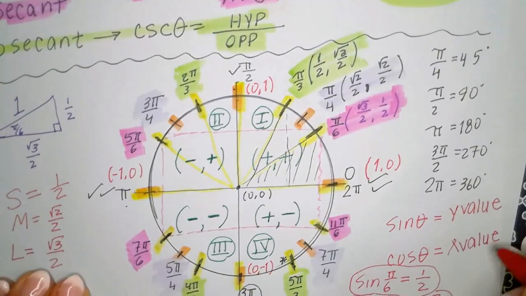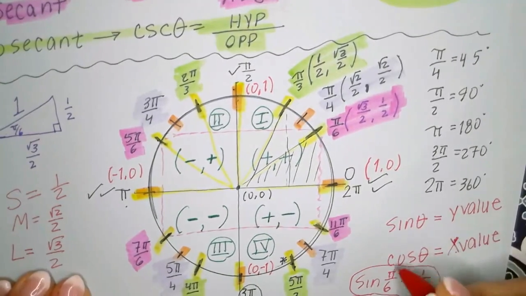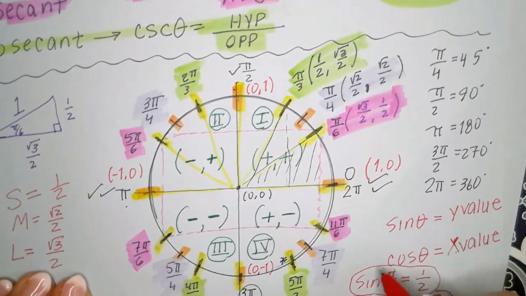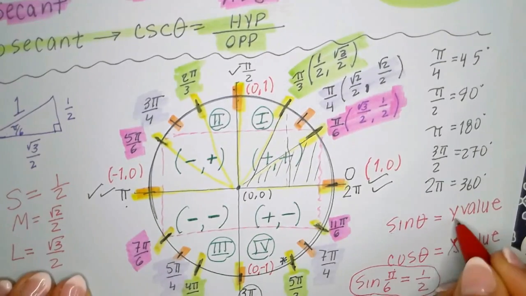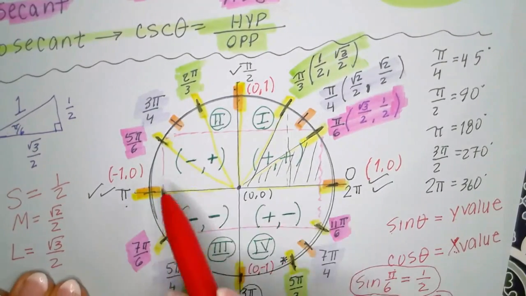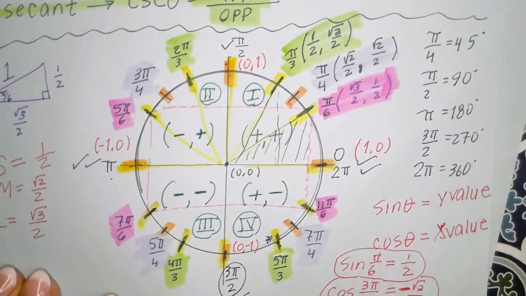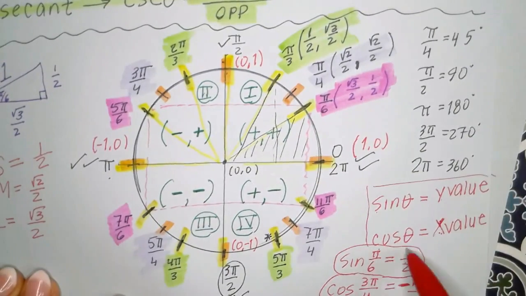Do you remember the other day? I was like, remember, x and y in alphabetical order, cosine, sine, alphabetical order. So cosine goes with x, sine goes with y. So if you know the ordered pairs, you essentially know the sine and the cosine. So do we all write this part down? Sine is the y, cosine is the x.